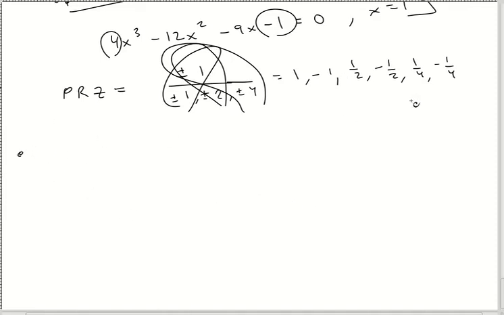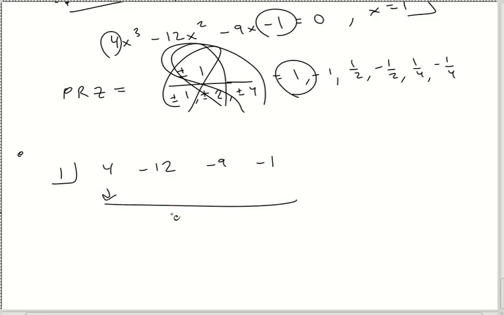Pick a number from this list that you want me to start with. Pick a number. 1. Exactly. I mean, did you want to start with negative 1/4? You could. And I'll see you in a couple minutes, but I'm going to try the easier numbers first. 1 times 4 is 4, minus the 12 is a negative 8. Negative 8, negative 9 makes a negative 17. Negative 17, nope. I wanted a 0. It's not 0. So that was no good.